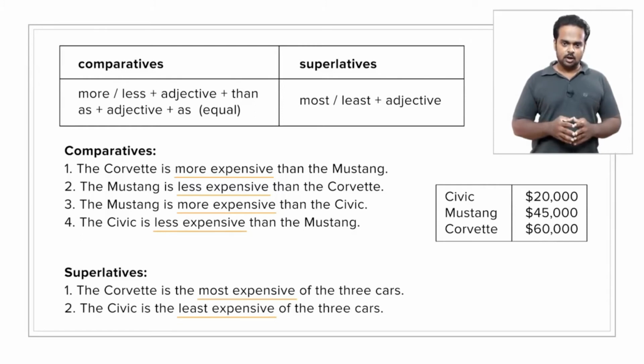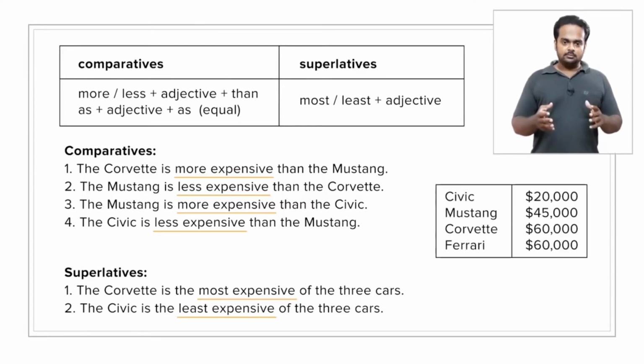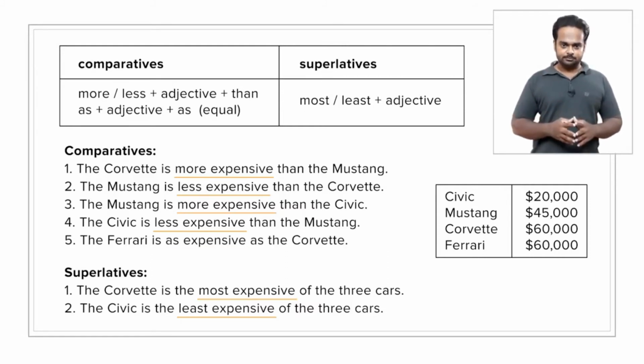Remember I told you we could also use the form as plus adjective plus as to mean that 2 nouns are equal in some way? Well, let's say that the Ferrari is also $60,000. That means the price of the Ferrari and the Corvette are the same. So we can say the Ferrari is as expensive as the Corvette.